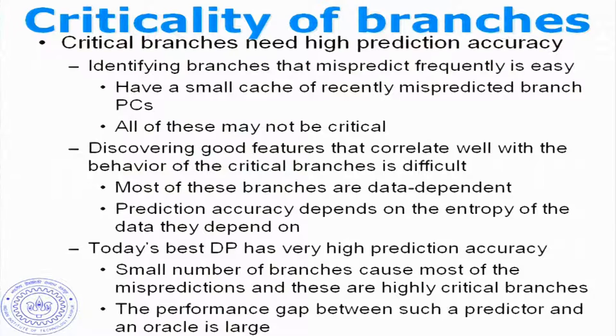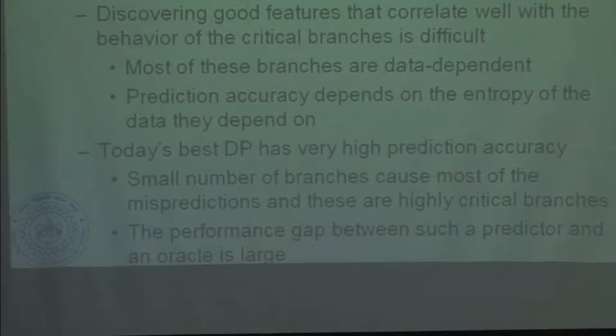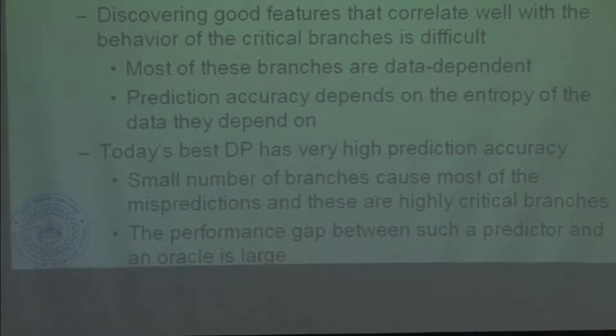Today's best direction predictor has very high prediction accuracy, which means a small number of branches actually cause most of the mispredictions, and these are highly critical branches. The performance gap between such a predictor and the oracle is large. So that's known. Which means even if you have 97% prediction accuracy, the major chunk of work is still left. This is the hard part actually. So there is a big room for improvement, and this is one of the big problems: identifying critical branches.